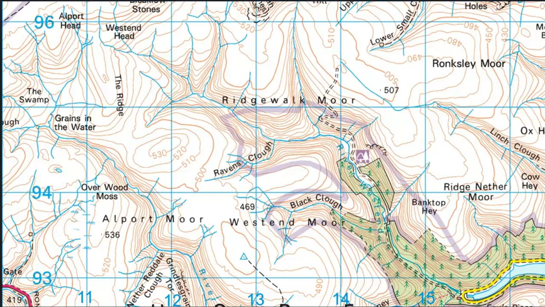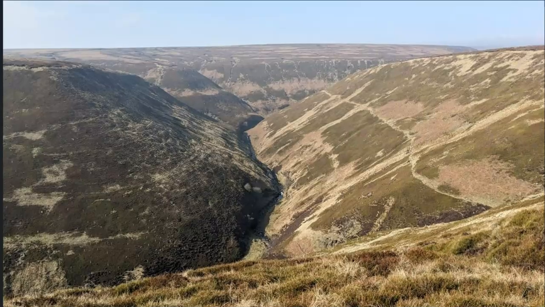So let's have a look at the photo. What are we looking at? Well, we're looking down an immediate steep slope. Immediately ahead of me, the ground drops away very steeply down into the valley bottom, and I'm looking straight along the valley there.